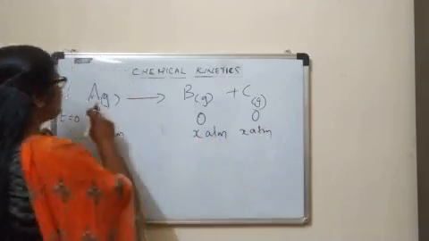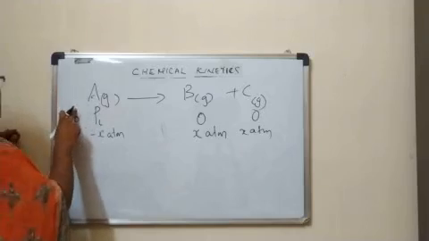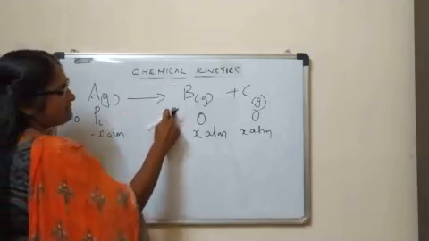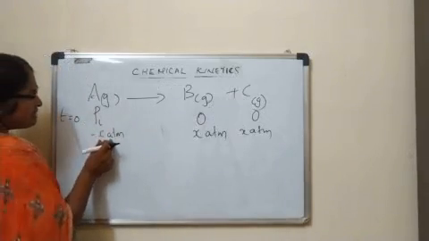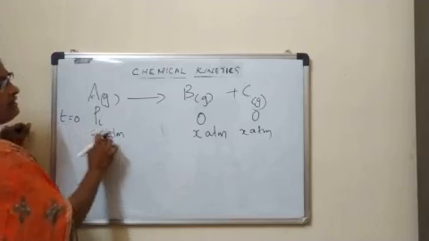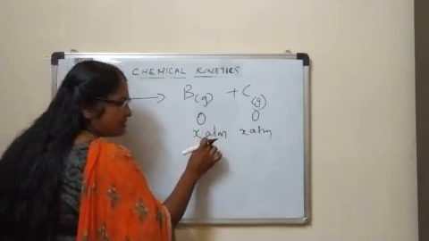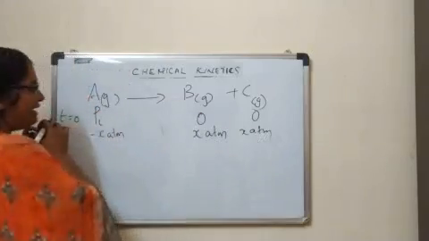Since from this equation we can see that as 1 mole of A is decomposed, at the same time 1 mole of B and 1 mole of C will be formed. So the decrease in pressure due to A is X atmosphere. So the increase in pressure due to B also will be X and to C also will be X atmosphere.